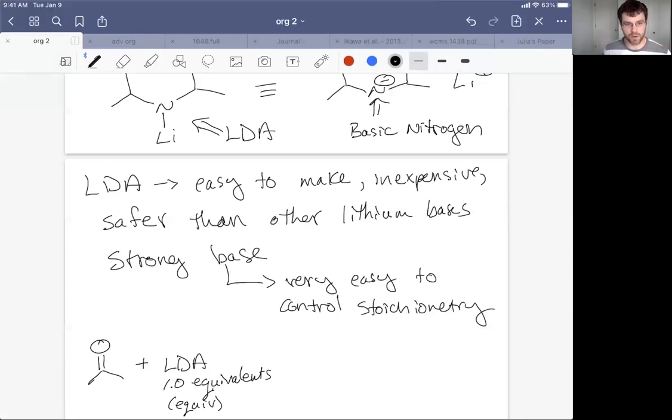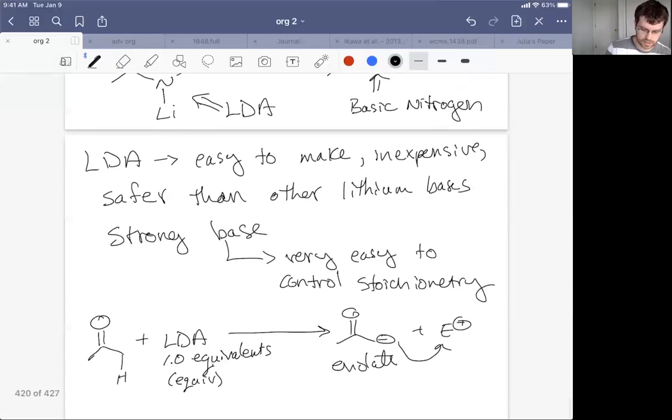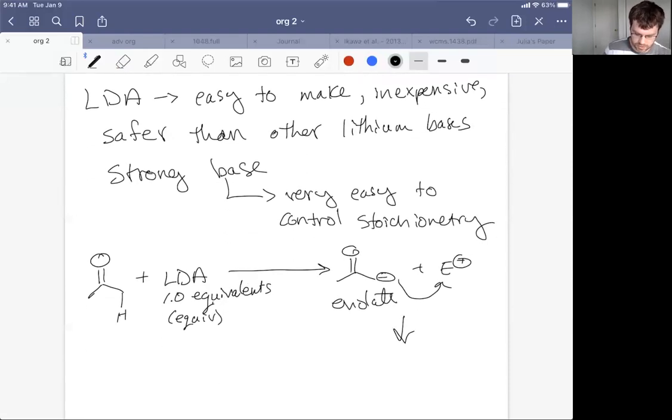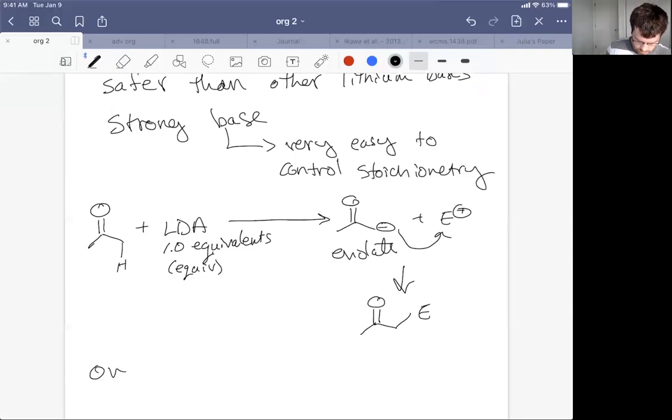That just means for every mole of starting carbonyl, we're going to add 1 mole of lithium diisopropyl amide, or LDA. And that's going to generate our enolate intermediate, which will be adducted to lithium, which can then easily add to an electrophile. And unless we're using something special like a silicon electrophile, we're going to see that electrophile then add to the alpha position.